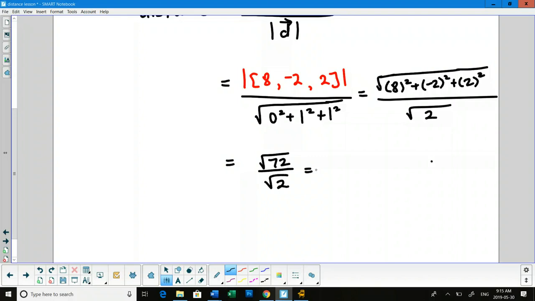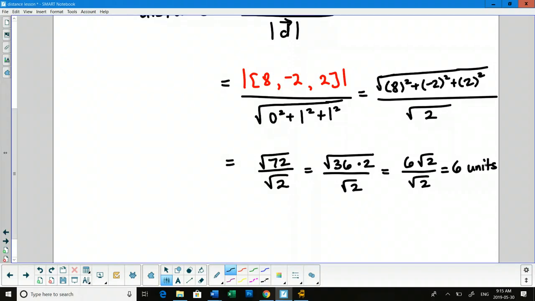And then we actually can reduce this to 36 and 2. So that gives us 6 root 2 over root 2, which gives us 6 units. The roots cancel. Okay.